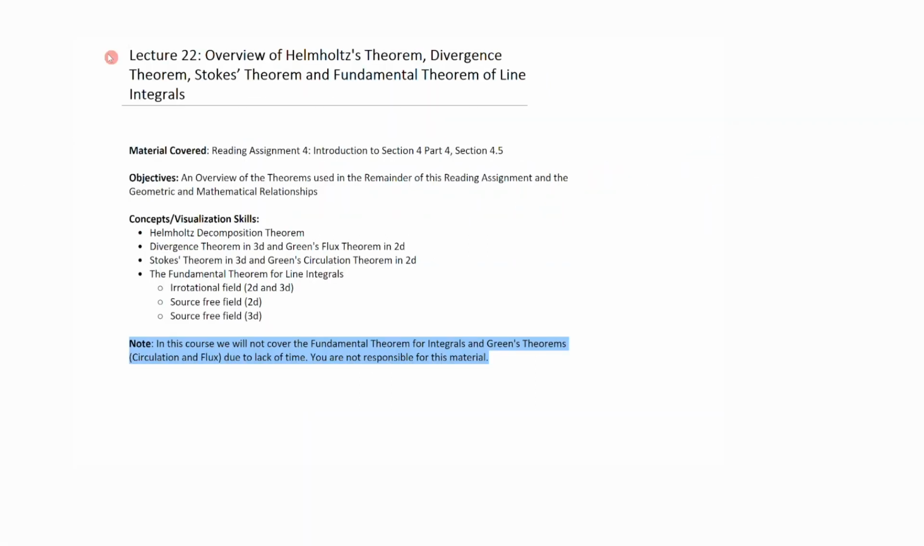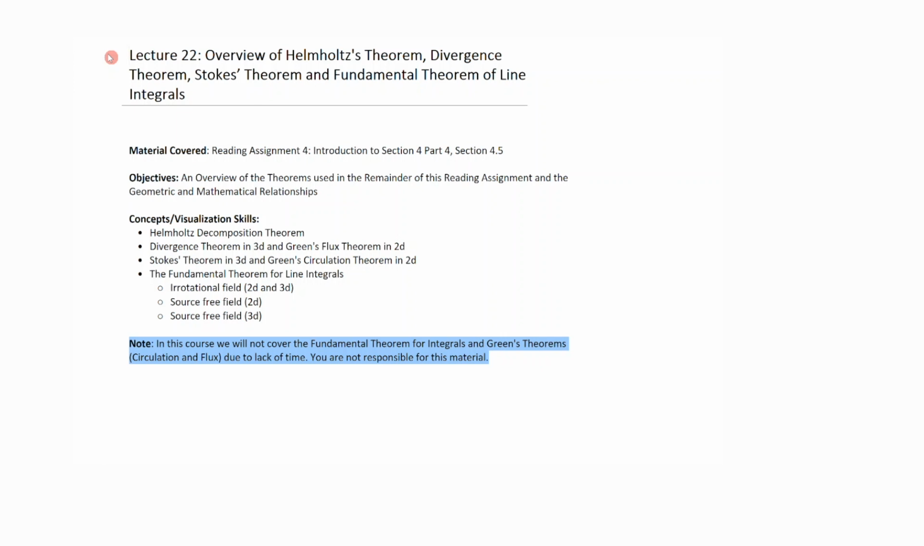Welcome to Lecture 22 entitled Overview of Helmholtz Theorem, Divergence Theorem, Stokes Theorem, and Fundamental Theorem of Line Integrals. The material in this lecture is coming from Reading Assignment 4, the Introduction to Section 4, Part 4, and Section 4.5. The objectives are an overview of the theorems used in the remainder of this reading assignment and the geometrical and mathematical relationships. The specific concepts and visualization skills that we're looking at here include basically the Helmholtz decomposition theorem.